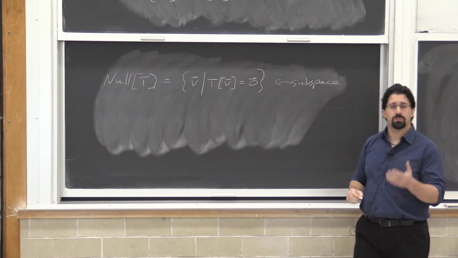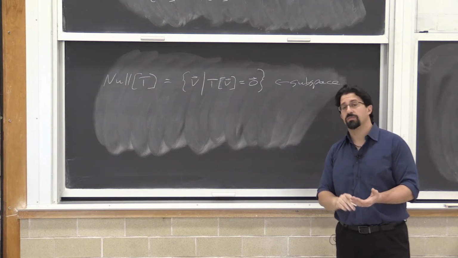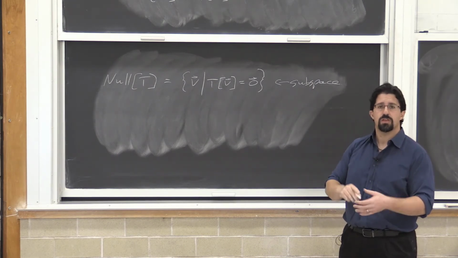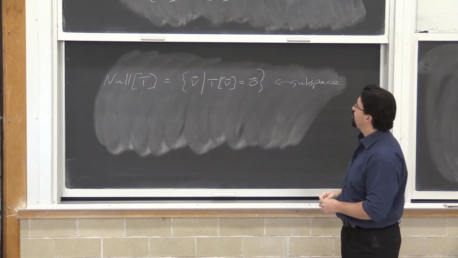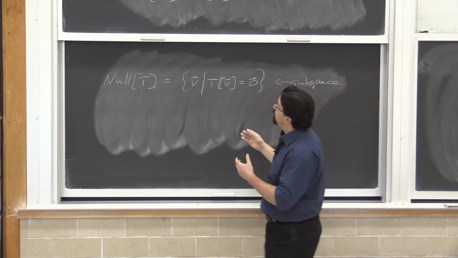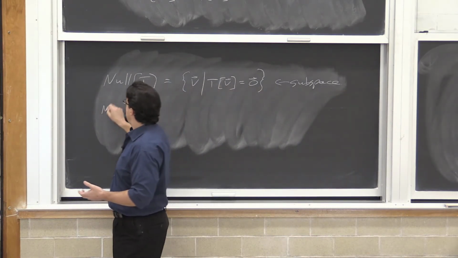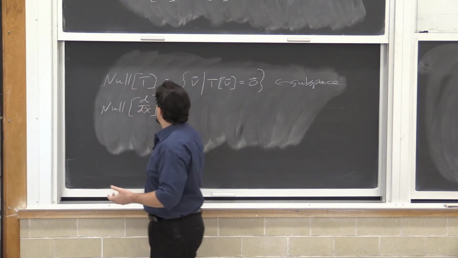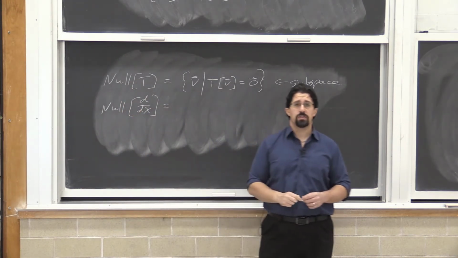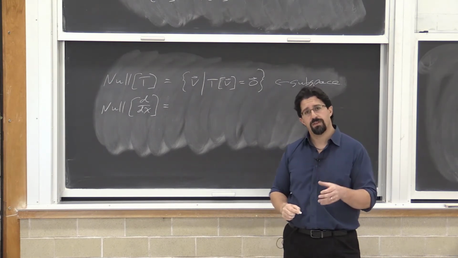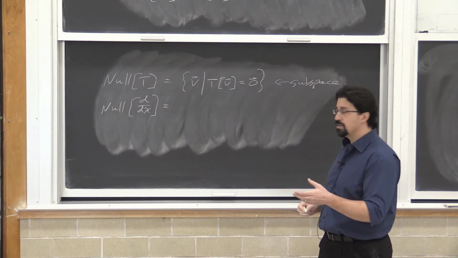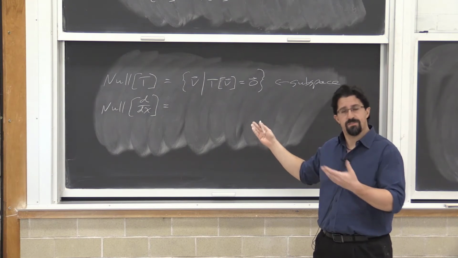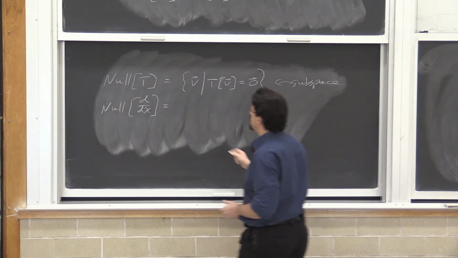Right, so it has all of the properties of a subspace. You can find a basis for it, you can find its dimension, you can do all of these wonderful things. Well, if taking the derivative is a linear transformation, then it has a null space. We can find the set of all vectors, only in calculus we call them functions, that gets sent to 0.